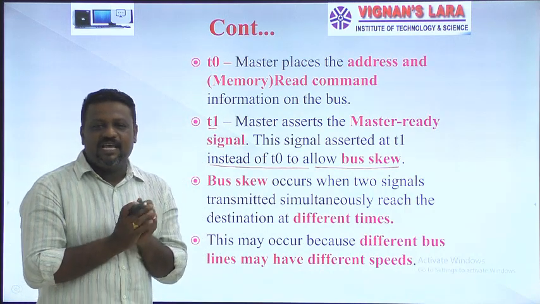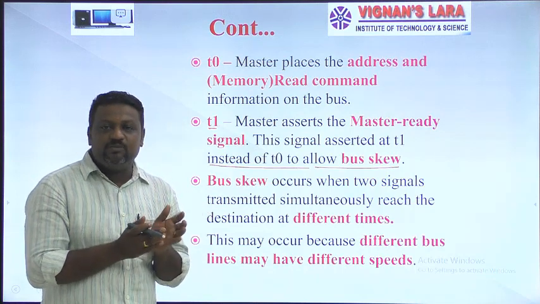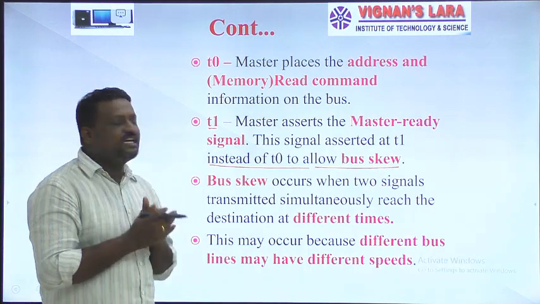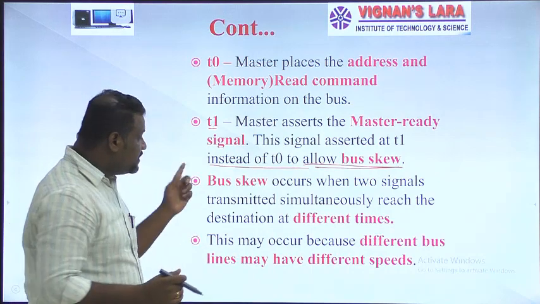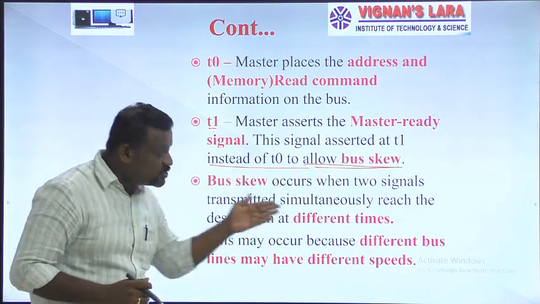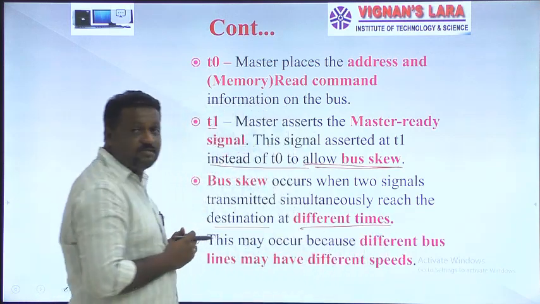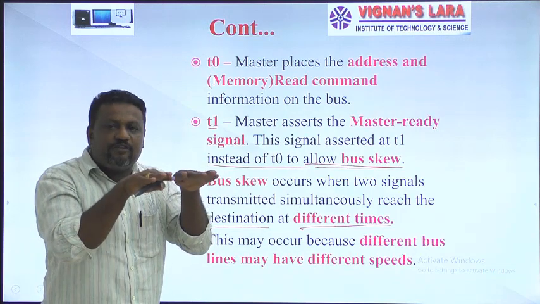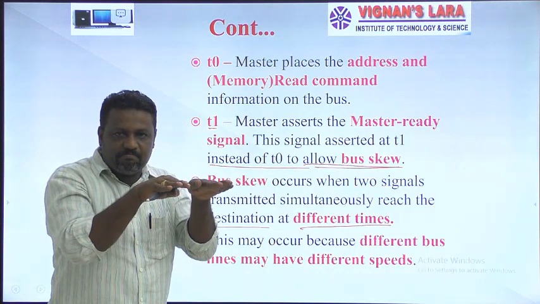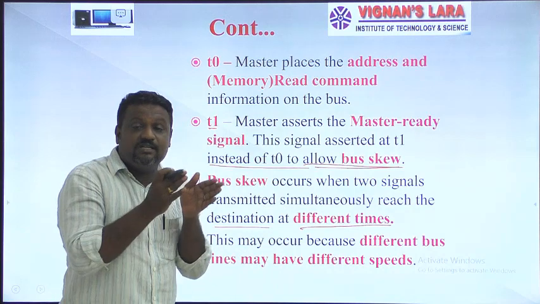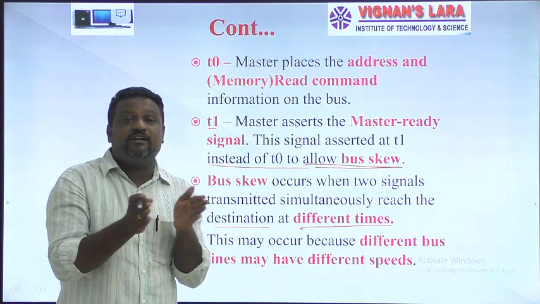This signal is asserted at T1 instead of T0 to allow for bus skew. The important thing is I am not activating my master ready signal at the T0 instant; I am activating it at the T1 time instant to allow for bus skew. What is this bus skew? Bus skew occurs when two signals transmitted simultaneously reach the destination at different times. That means if I transfer two pieces of information on the bus simultaneously, they can't reach the destination at the same time instant. They are received by the destination at different time instants.